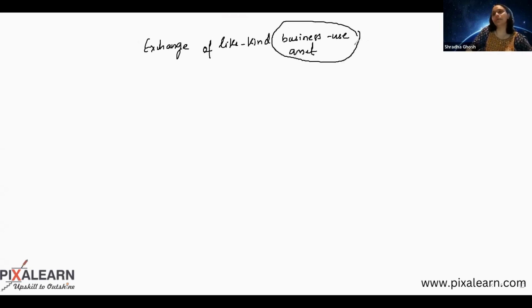A very good example in your database of questions actually explains how a real life exchange of like kind business assets happens. Please remember the term business use asset. The asset has to be a business use asset. It may be used for investment or for the purpose of carrying on a business, but it has to be a business use asset.